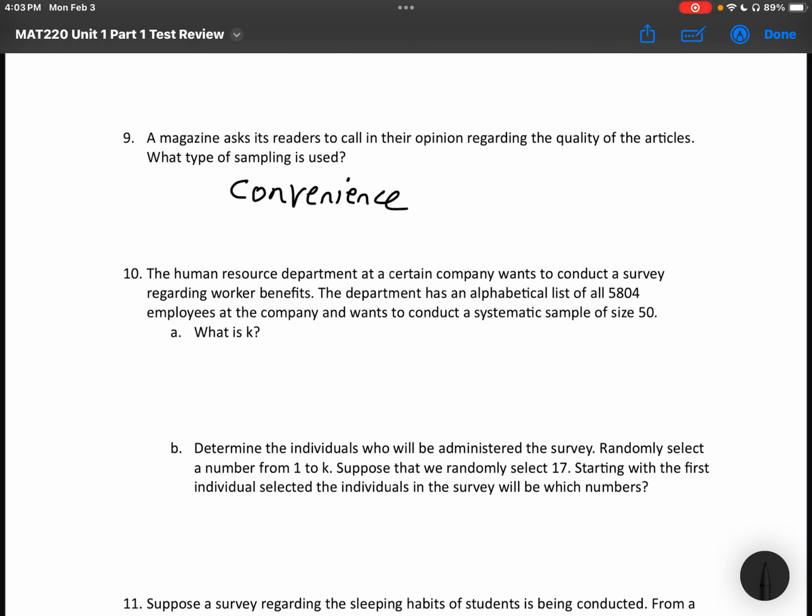For the 10th one, I have the Human Resource Department at a certain company wants to conduct a survey regarding worker benefits. The department has an alphabetical list of all 5,804 employees at the company, and we want a systematic sample of size 50. So K is going to take the population size of 5,804 and divide by 50. As you could expect, that's a decimal. But when we round it down, it rounds down to be 116.